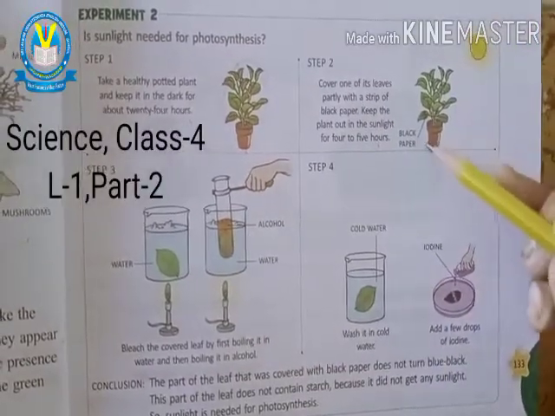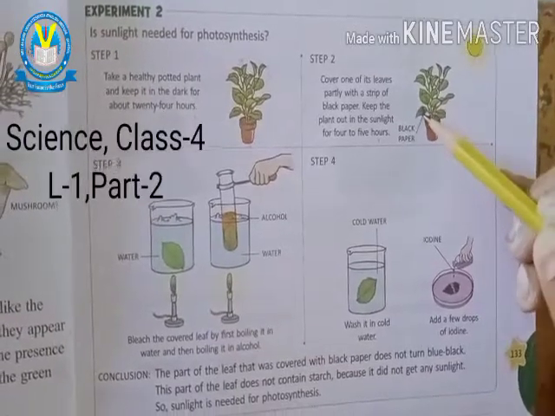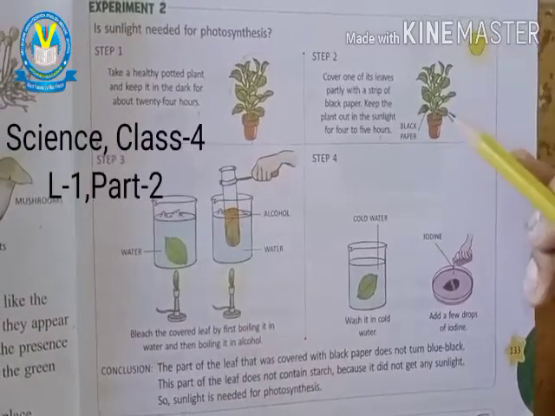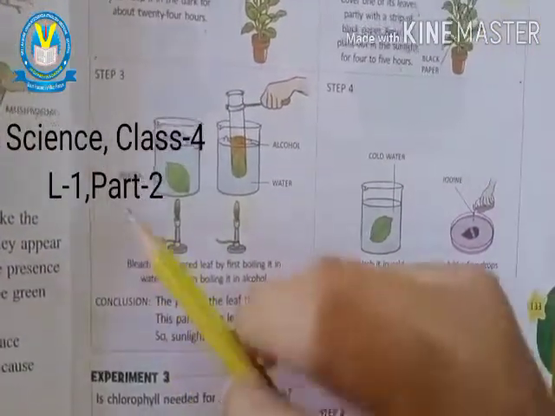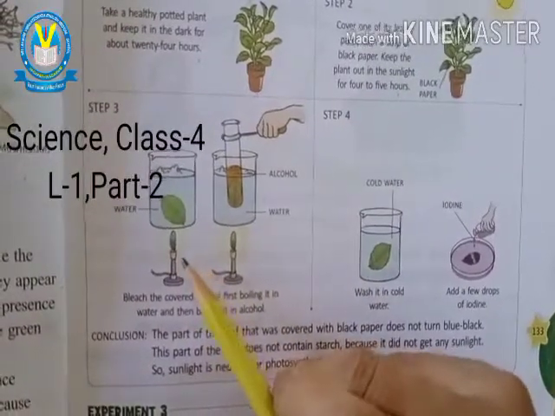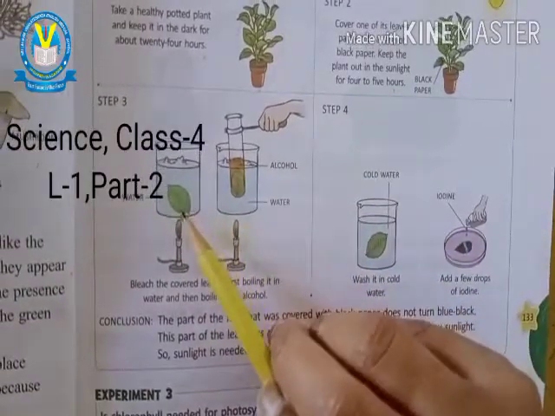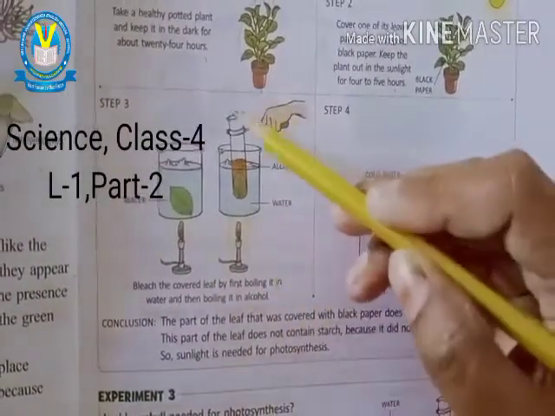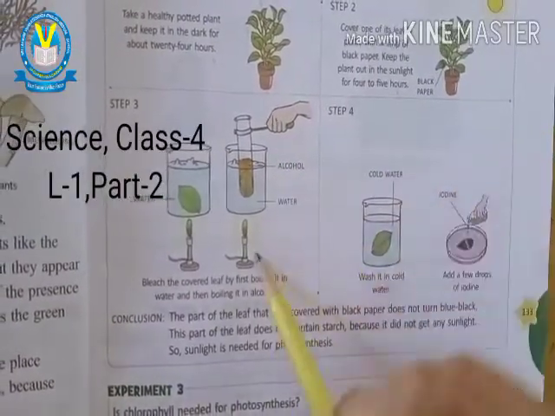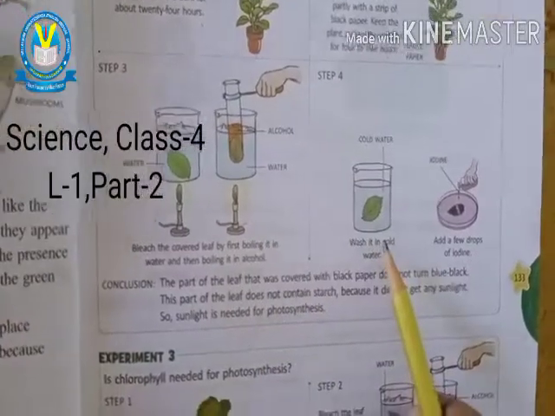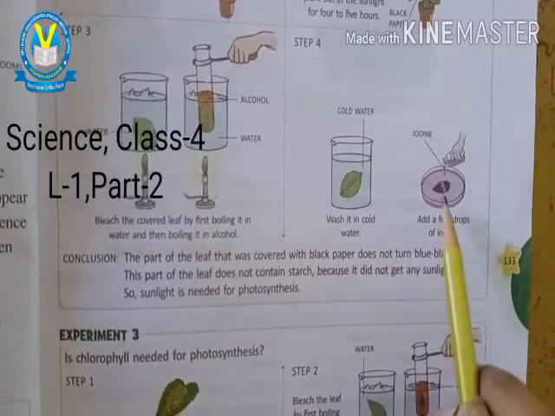So we can see here, children, that we have put a strip of black paper on the leaf, and we have kept this potted plant in the sunlight. Now we take out this leaf, and as in experiment 1, we take a beaker and boil it in water. In the same way, in the second step, we take a test tube, put the leaf in alcohol, and boil it again. In step 4, wash it in cold water and add a few drops of iodine.